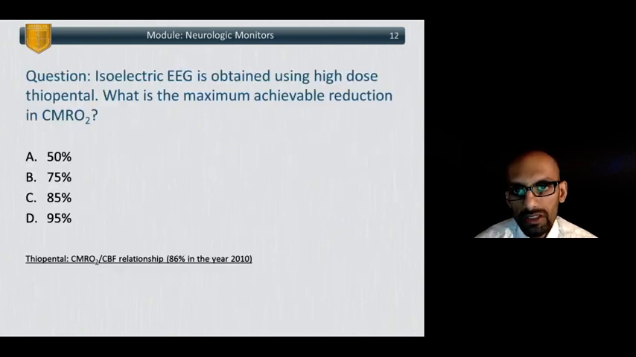So, questions about EEG that have been asked in the past by the ABA. Isoelectric EEG is obtained using a high dose of thiopental. What is the maximum achievable reduction in CMRO2, or cerebral metabolic rate of oxygen consumption? As it turns out, you can't get any more than a 50% reduction in CMRO2 when you give a high dose of a GABA potentiating agent to achieve an isoelectric EEG. There's only one thing that can drive your CMRO2 down further than that, and that is, of course, hypothermia.